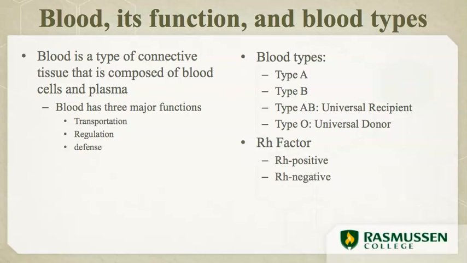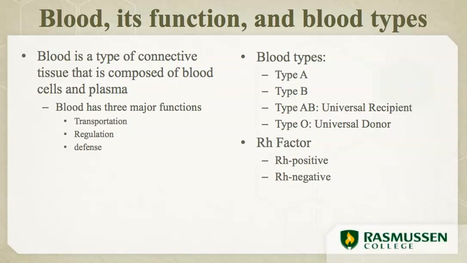And blood has three main functions. It's either to transport, regulate, or defend. Transportation means that blood moves from the heart to all the tissues of the body. The blood transports oxygen from the lungs and nutrients from the digestive tract and delivers these to the tissue cells. Blood also picks up waste materials from the cells that is later filtered and excreted from the kidneys, as well as carbon dioxide that is exhaled from the lungs.